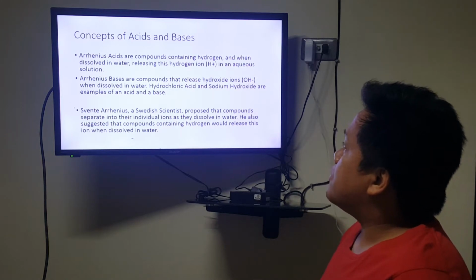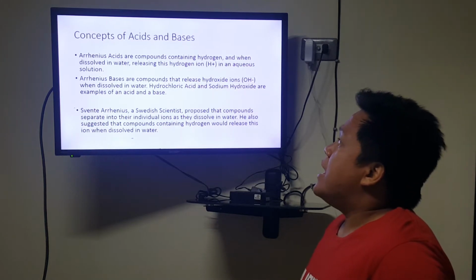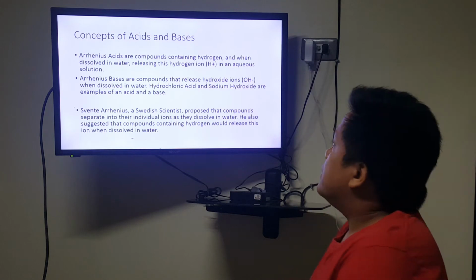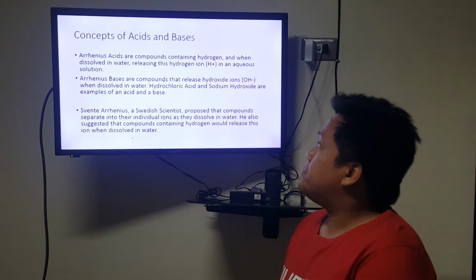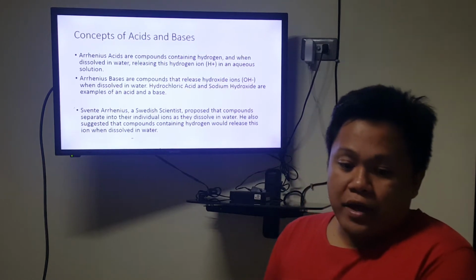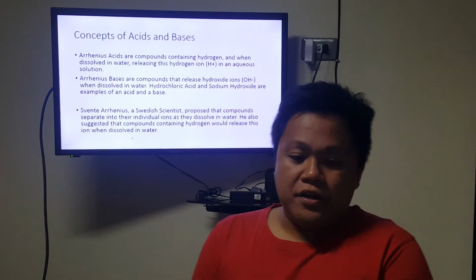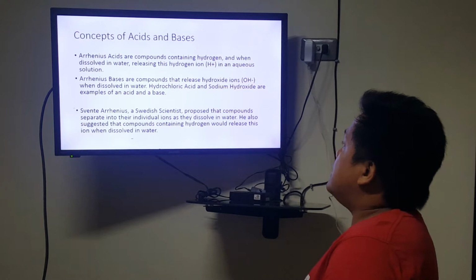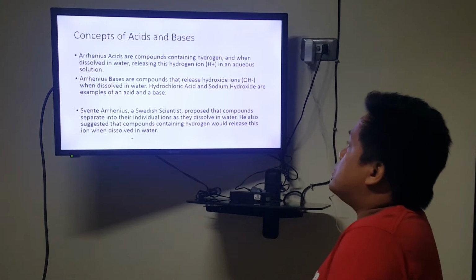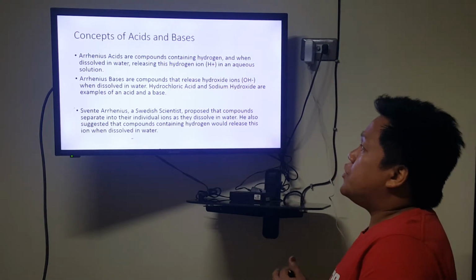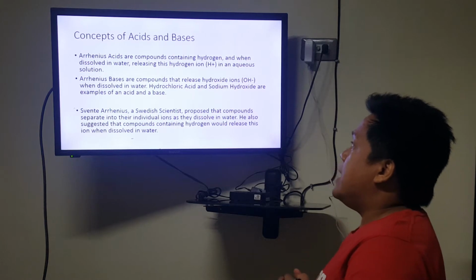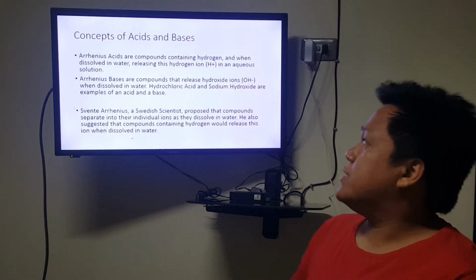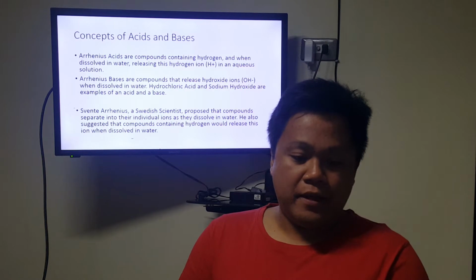Aqueous acids are compounds containing hydrogen that, when dissolved in water, release hydrogen ions, H+, in an aqueous solution. Aqueous bases are compounds that release hydroxide ions, OH-, when dissolved in water. Hydrochloric acid and sodium hydroxide are examples of an acid and a base.